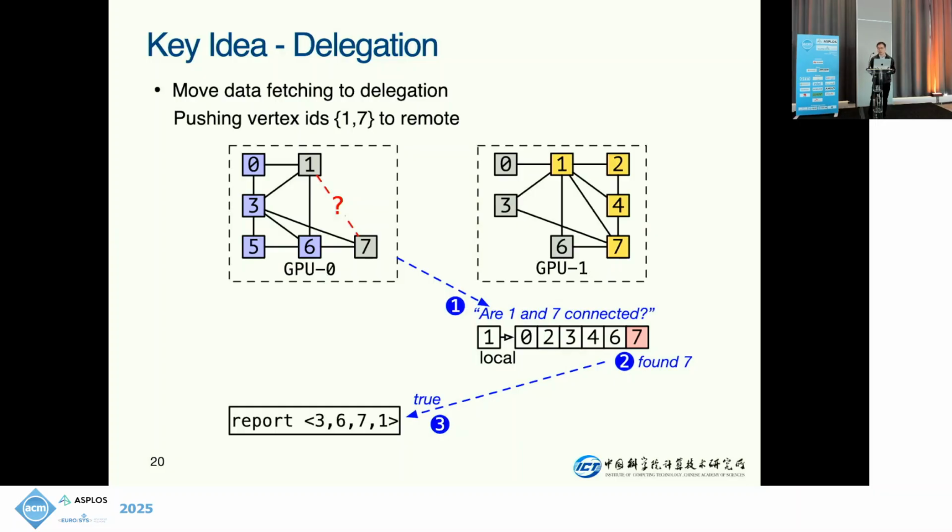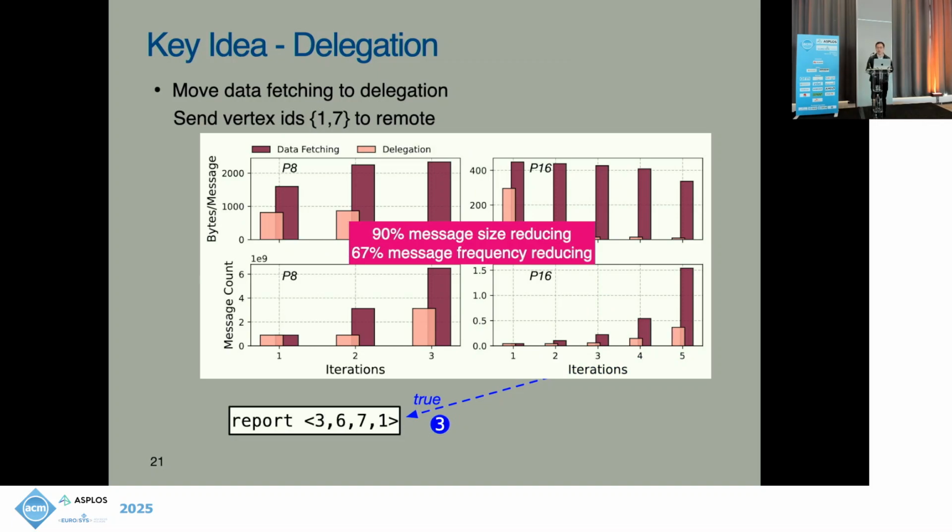communication overhead. In our evaluation, we find that the delegation mode can reduce the message size by 19% and the number of messages by 67% on average. For more details, please read our paper.